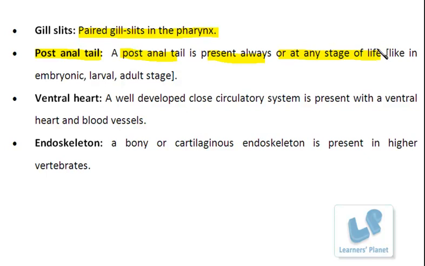Besides this, the next feature of these organisms is the heart. The heart is of course present and always has a ventral position. Now you understand very well what this ventral position is. In some organisms, like some invertebrates, the heart is present in the dorsal region also. So it is very important to mention this point, that in the chordates the heart is always in the ventral position.